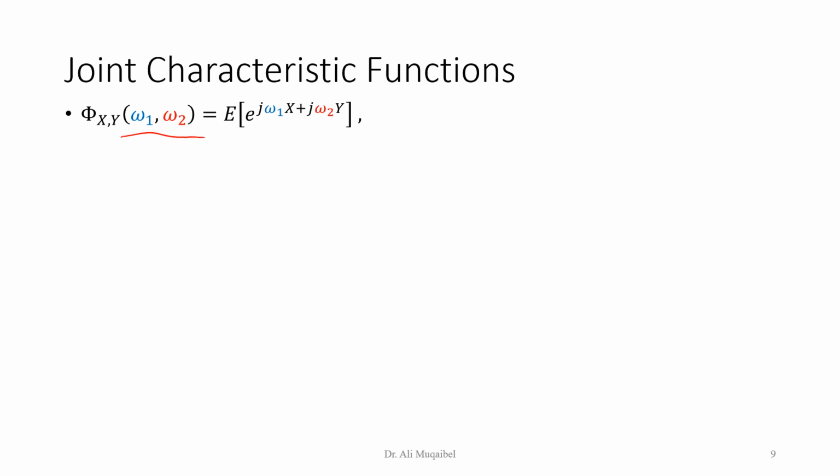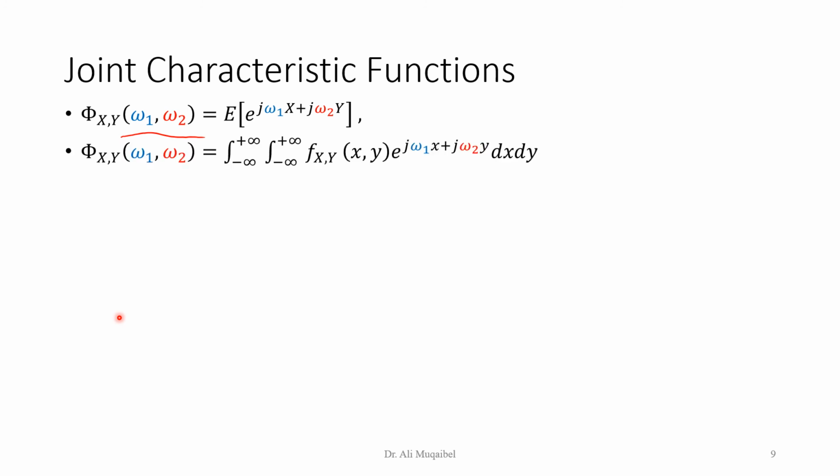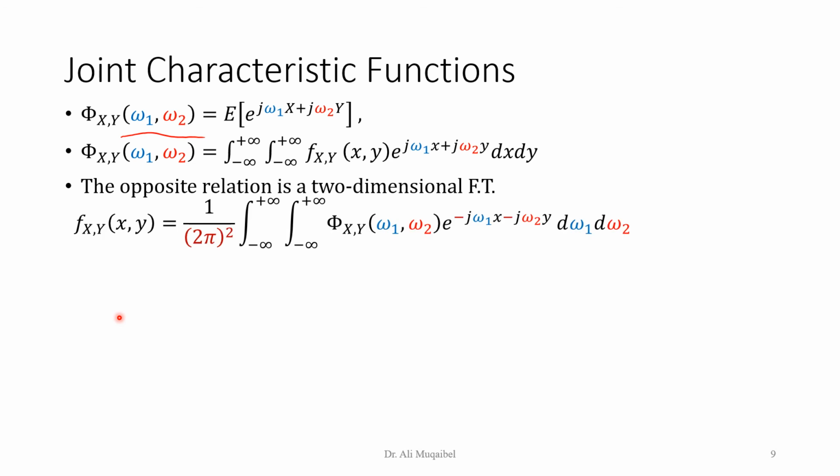I'm using the color here to distinguish and to help you follow up. So instead of the expected value of e to the j omega x, we have two variables. Now, if you want to perform the expectation, then you have double integration. Of course, if you have three variables, it becomes triple integration. We can also find the inverse relation. We can get the PDF from the characteristic function. Those are generalizations, maybe not to be memorized directly, but you just learn the concept.